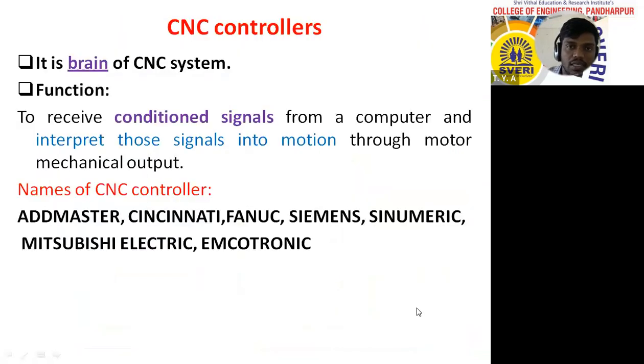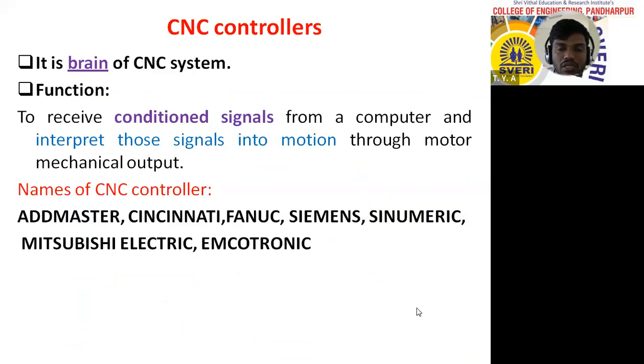Next is CNC controllers. We have already discussed CNC controllers in the syllabus. It is one of the very important parts in any CNC machine. We can call it the brain of the CNC system. You can just think of the controller as the brain of the CNC system. So how important this CNC controller is. So what are the functions of the CNC controllers?